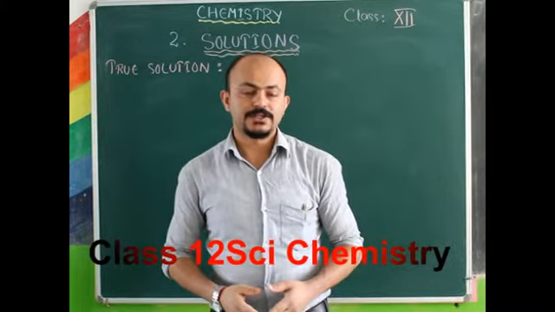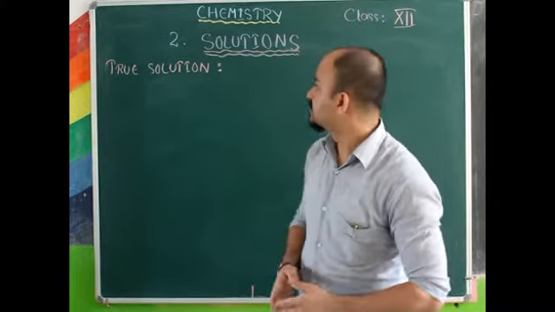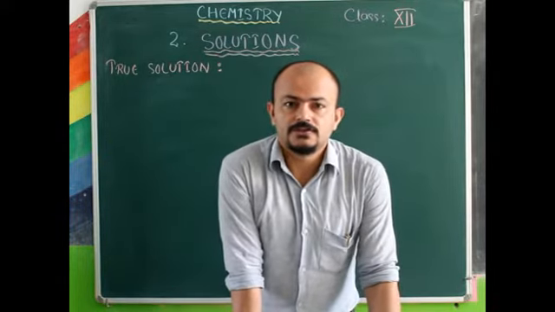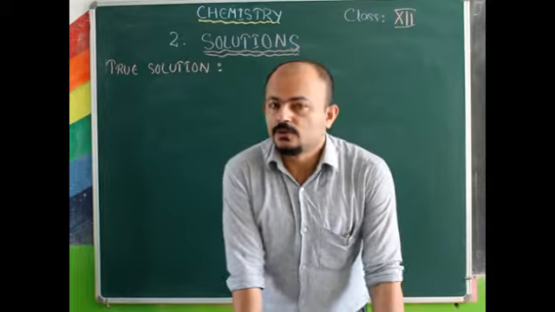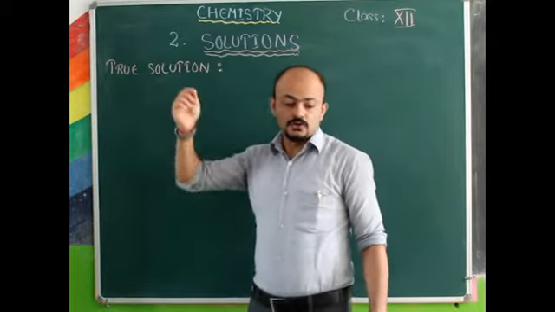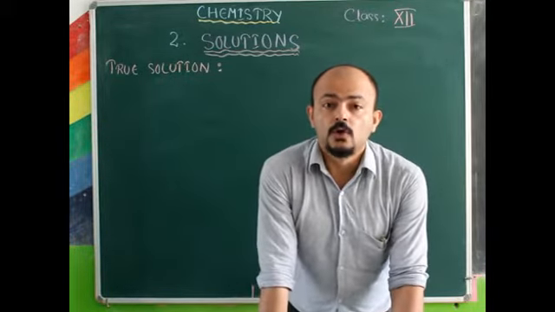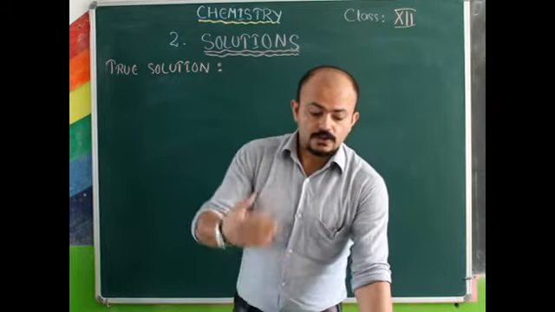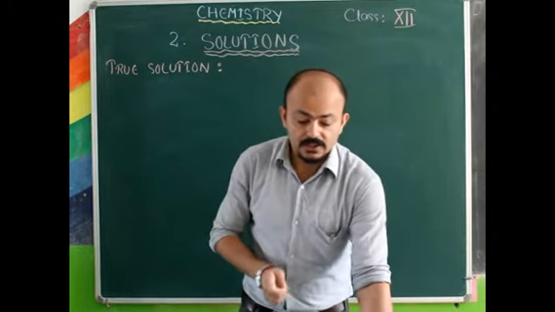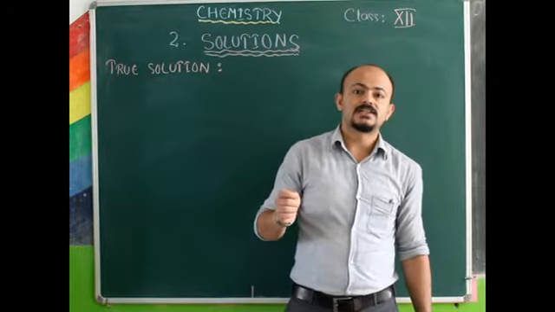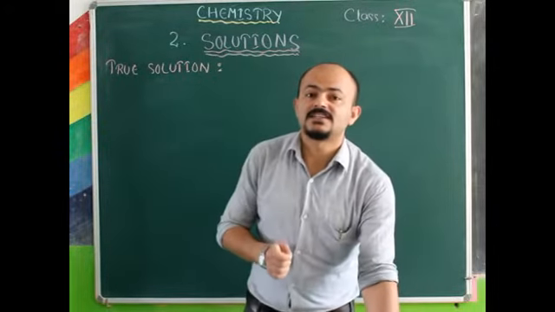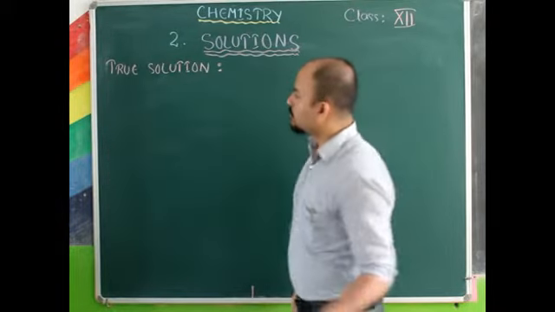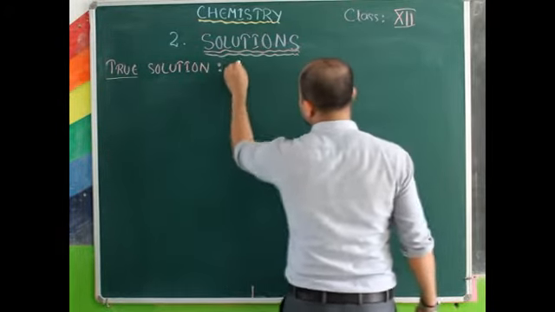Of class 12. Today we will be starting with the second chapter, that is solutions. So solutions, you already know what is a solution, but here we need to know what is a true solution. A true solution is a homogeneous mixture of two or more substances whose composition can be varied only within certain limits. So let me tell you what is a true solution. True means it has to be a homogeneous solution.